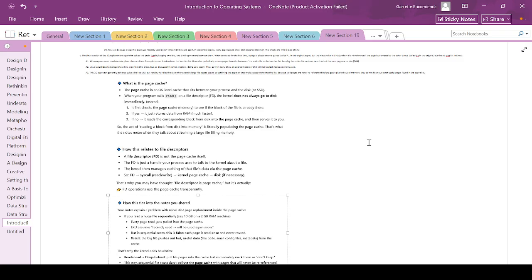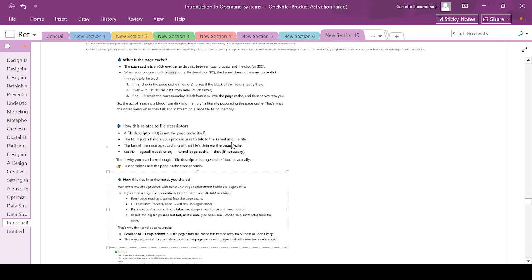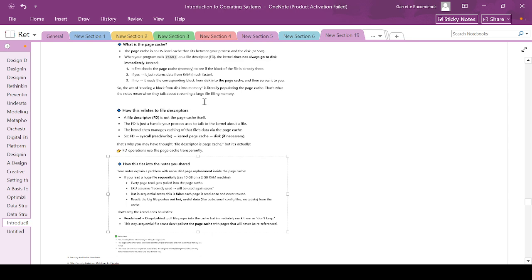So the act of reading a block from disk into memory is literally populating the page cache. That's what the notes mean when they talk about streaming or large file filling memory. So this is also what avoids that large file, using 2Q replacement. It helps the 2Q replacement by not going to the disk if it's already in the page cache.